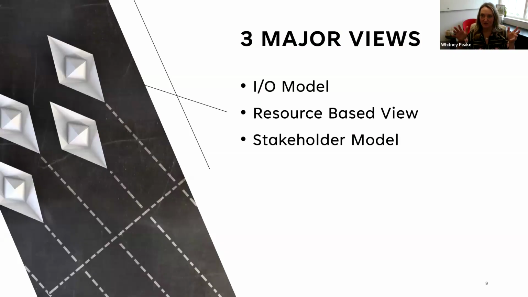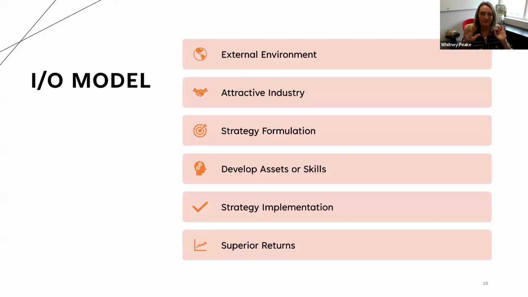So there are three major views in how we look at strategy. There's the IO model, okay? There's the resource-based view, and there's the stakeholder model. Under the IO model, it makes the assumption that the process is sort of linear: you start by looking at the external environment, you find an attractive industry, you formulate your strategy, you develop the skills or assets that you need to perform in that industry, you implement your strategy, and then you earn superior returns. So it says we look externally first.